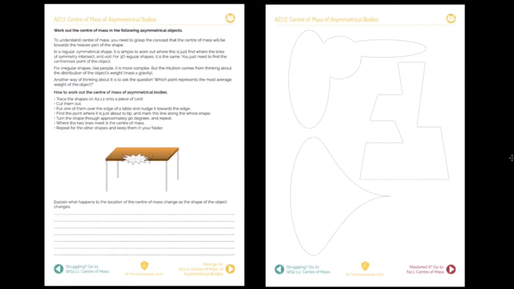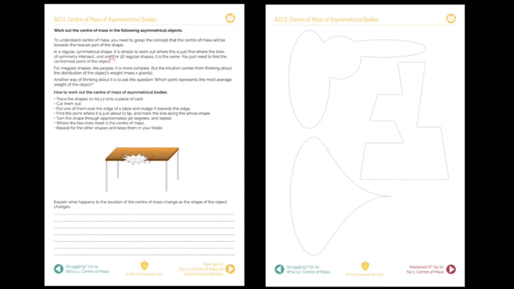How does this work? What we're going to encourage you to do is a little practical. So here we go. To understand centre of mass, you need to grasp the concept that the centre of mass will be towards the heavier part of the shape. In a regular symmetrical shape, it is simple to work out where this is. Just find where the lines of symmetry intersect, and voila. For 3D regular shapes, it is the same. You need to find the centermost point of the object.